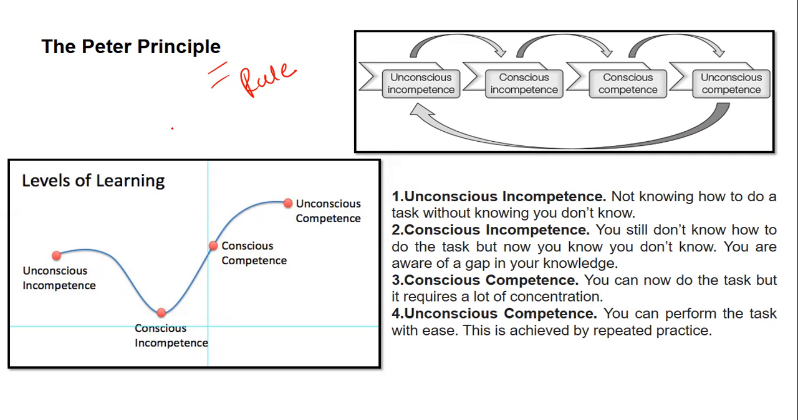So there are four stages which it goes through. Unconscious incompetency, which talks about you not knowing how to do a particular job. Without knowing, you cannot go ahead, right? Conscious incompetency, you still don't know how to do a particular job. You are aware of the gap, and you know what type of gap can help you proceed towards the improvement area, right?